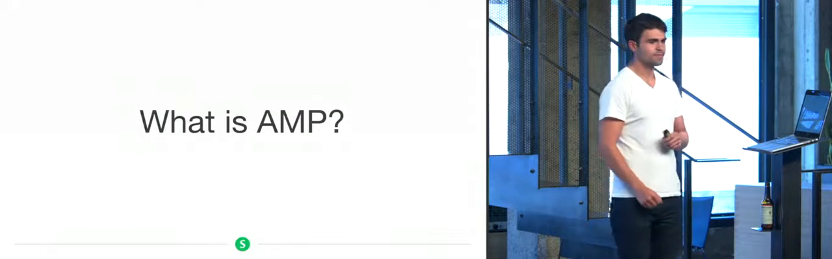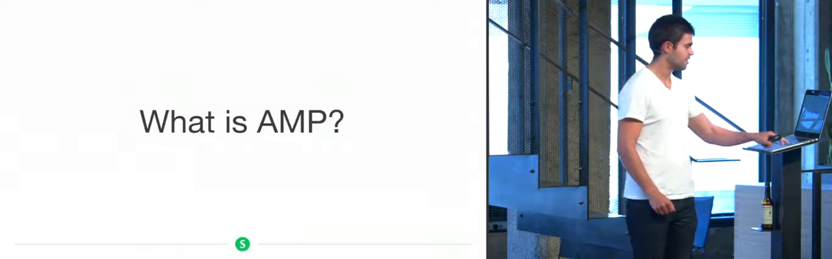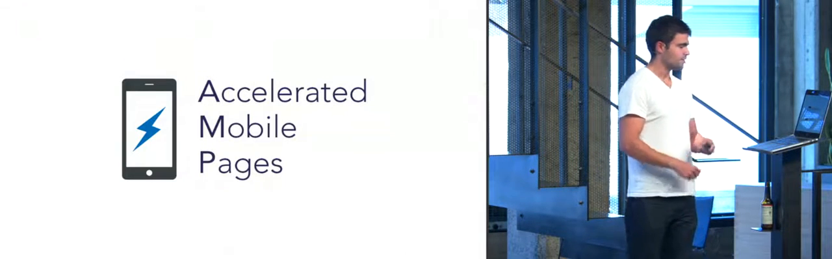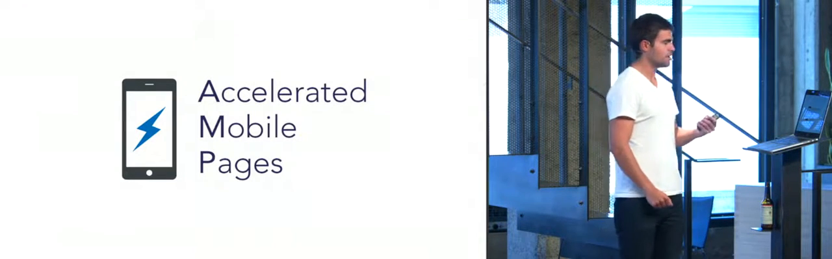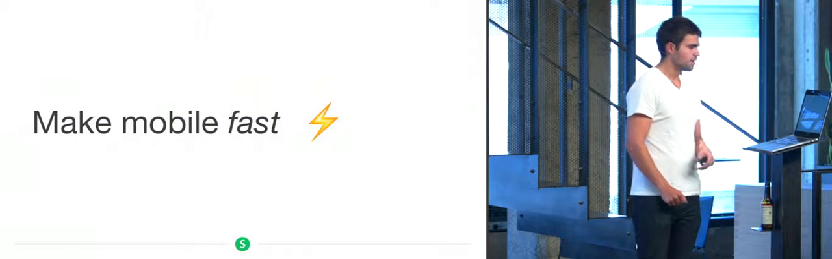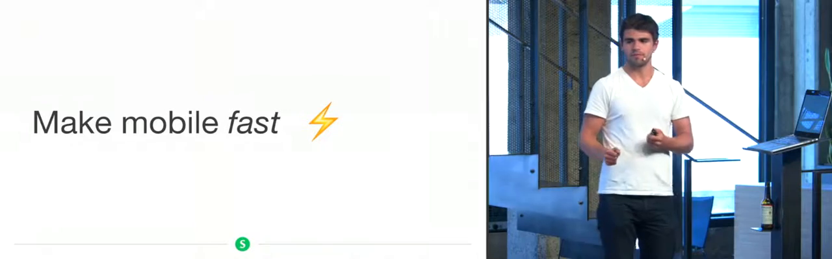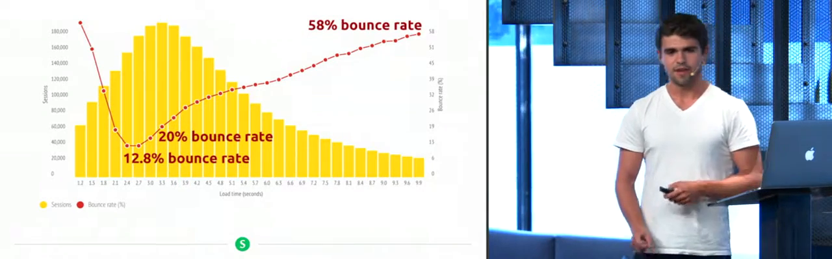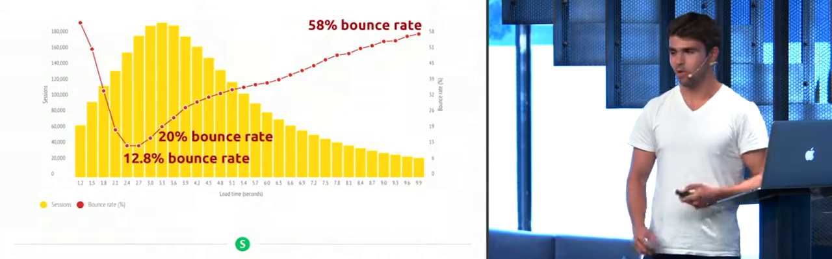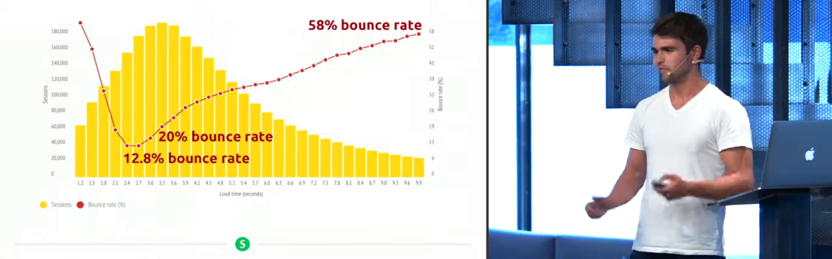So first off, what is AMP? Like I mentioned, AMP is Accelerated Mobile Pages. It's a project from Google designed to make browsing the web from your mobile device feel lightning fast. Now, most of you probably already have a good sense of why this is important. Faster is better, right?